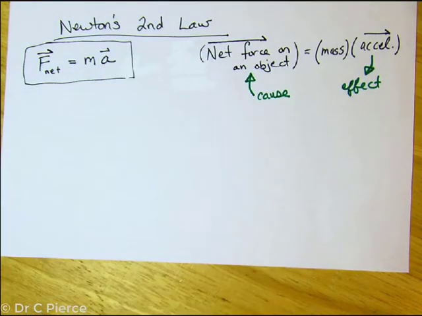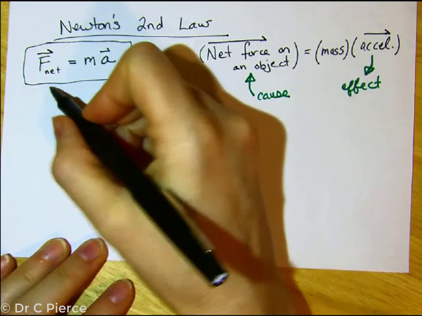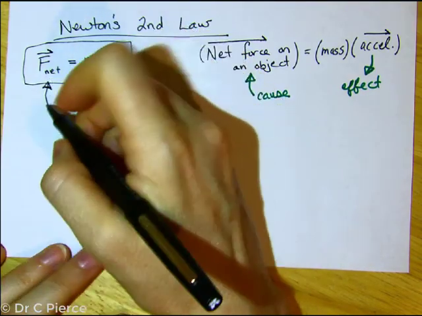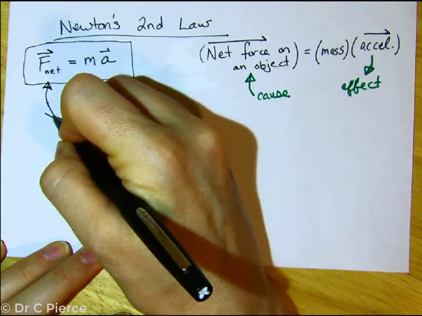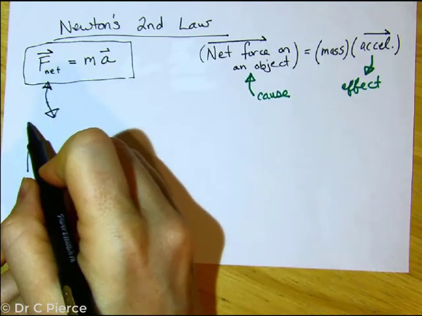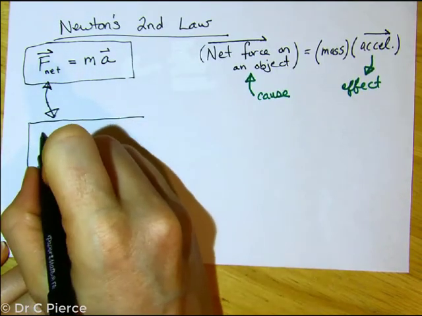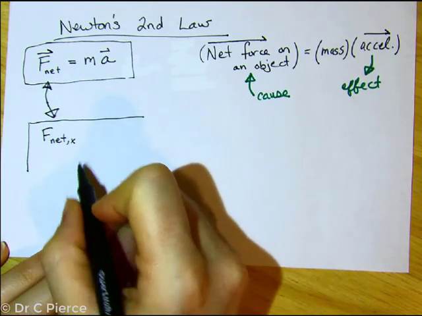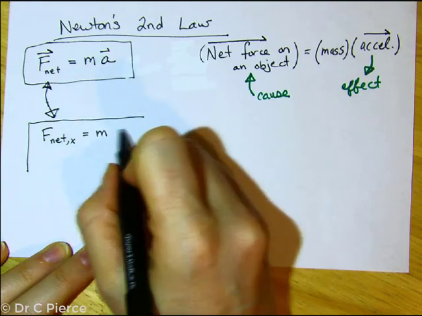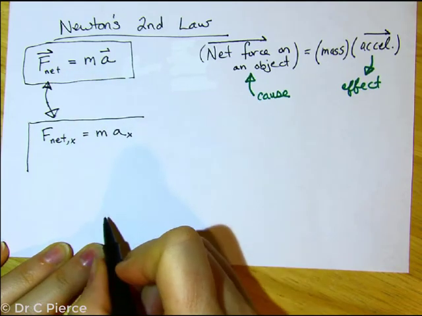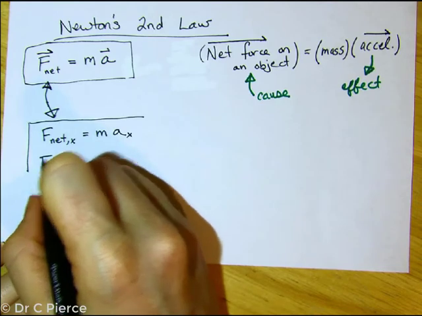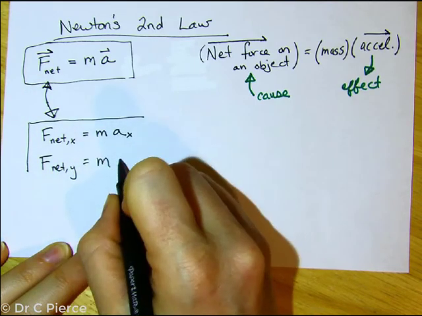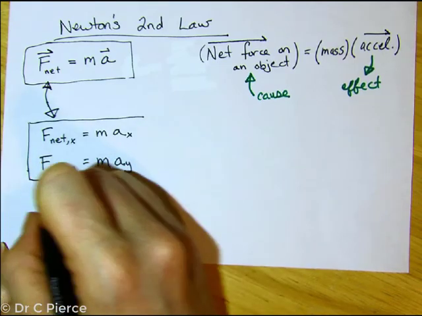But what if we were just doing this in components? What if we didn't want to look at it as a full vector where things could be like 60 degrees above the horizontal? We could break this into components. So you could also do it this way, where F net just along the x direction would be equal to the mass times the acceleration along the x direction, and F net in the y would be equal to the mass times the acceleration in the y direction.